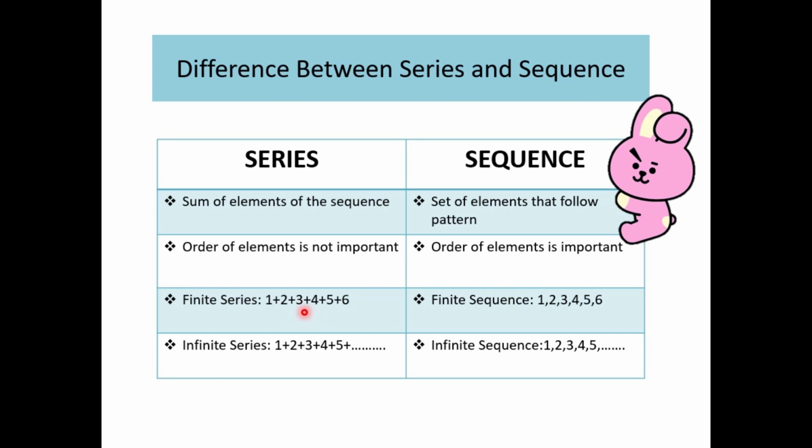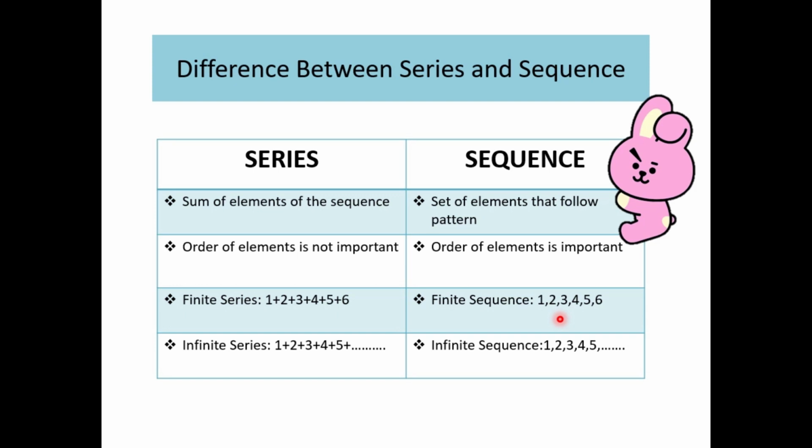You need to take note that in identifying a series, there will always be the sign plus, or it can be minus, or any operation to represent a series. And for sequence, the terms are separated by the comma. As you can see there, 1, comma 2, 3, 4, 5, and 6.